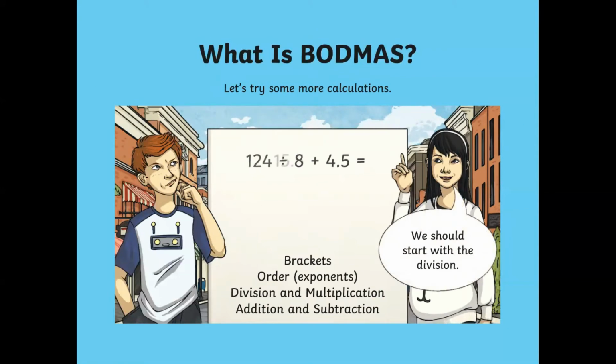Okay, so 124 divided by 8 gives us 15.5, and then we only have addition left, so we don't have to worry about any order, so we can just add those two to get 20.